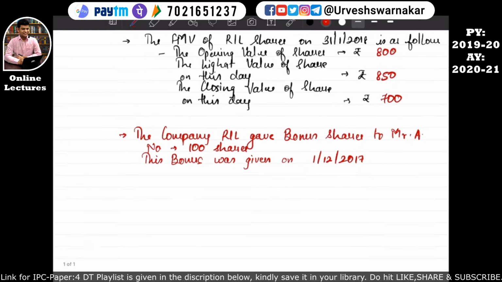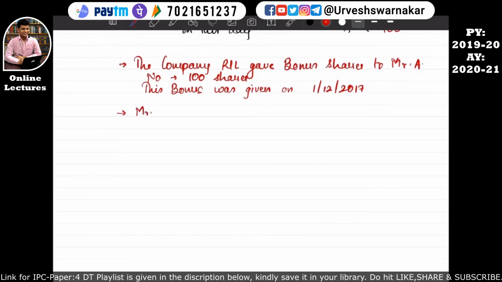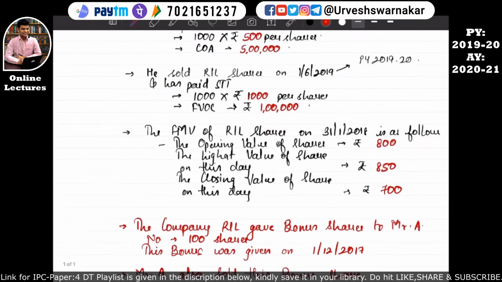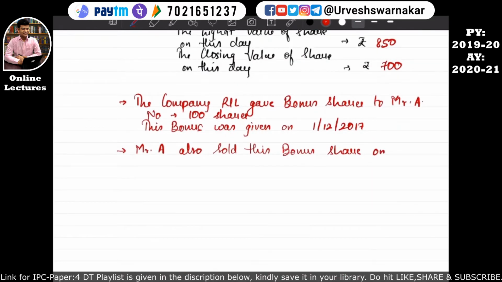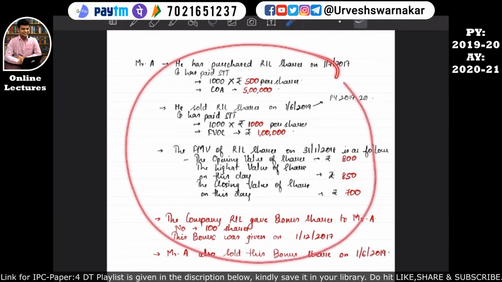And one more thing I'll add over here is that Mr. A also sold these bonus shares on 1st June 2019. So how we will calculate the capital gain on this, that also I'll show you. Now we will solve this entire sum.